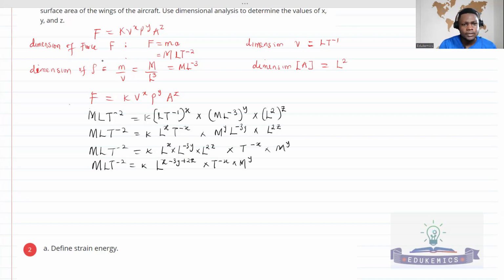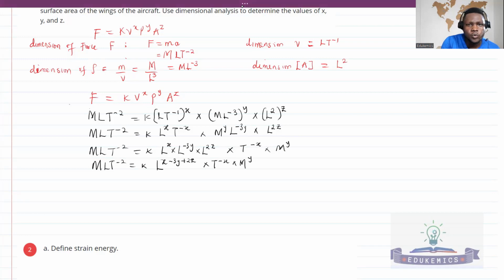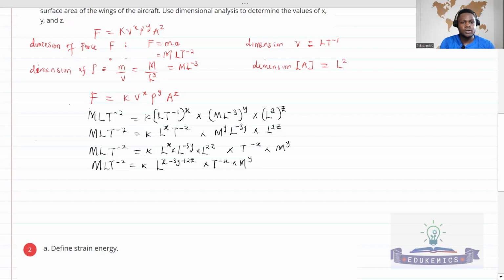So the next thing, we compare coefficients. When we compare powers of each quantity on both sides, the power of m here is 1, and the power of L is 1. So comparing powers, we have m raised to the power of 1 equals m raised to the power of y. So m cancels m, and we have that y equals 1. Beautiful. So we've gotten y to be equal to 1.